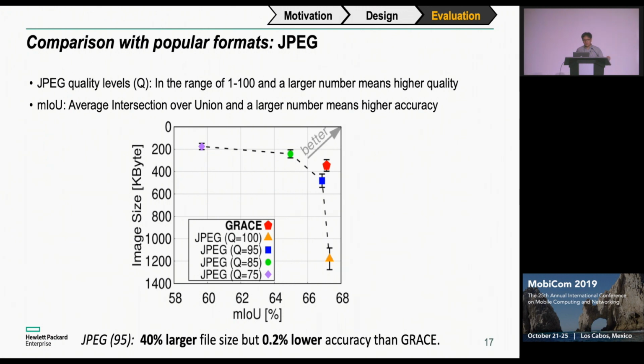Now let's look at the evaluations comparing Grace with JPEG at different quality levels. Here, the larger the number in Q, the higher the quality. We use a popular deep neural network, ERN22, for the semantic segmentation task. We can see that Grace performed pretty well compared to JPEG at different quality levels. For instance, the closest one is JPEG 95, which produces a 40% larger file size, but 0.2% lower accuracy than Grace.